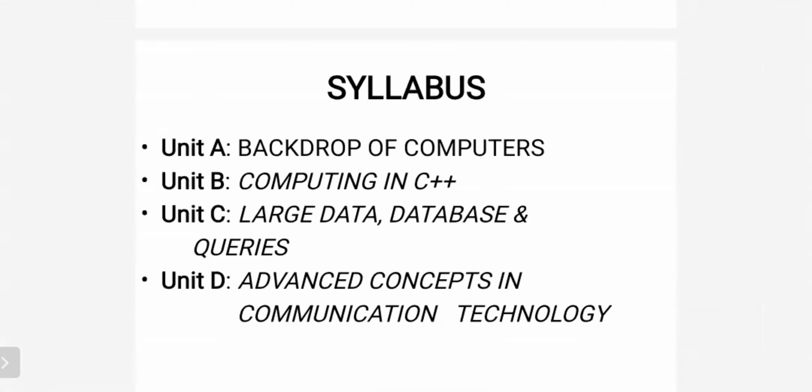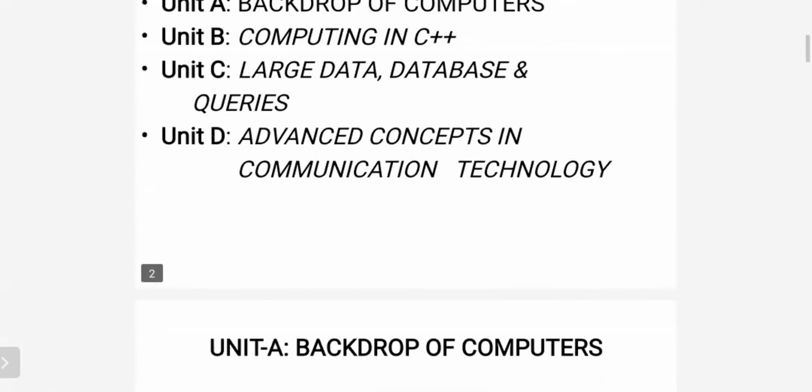Unit A is backdrop of computers. The second unit, unit B, is computing in C++. Unit C is large data, database and queries. Unit D is advanced concepts in communication technology.